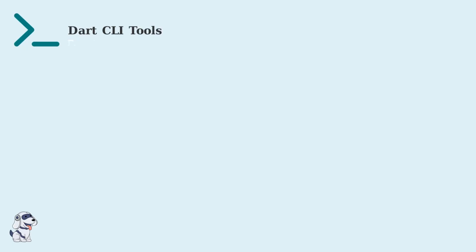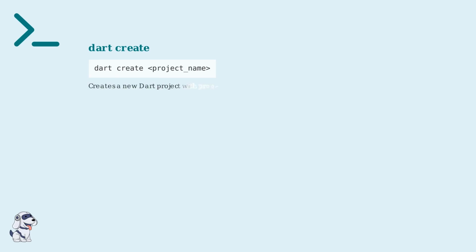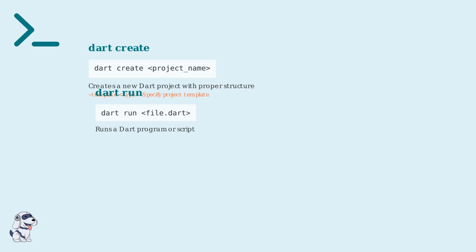The Dart command line interface provides powerful tools to streamline your development workflow. These essential commands will help you create, manage, and test your Dart projects efficiently. The Dart create command generates a new Dart project with the proper structure and files. You can specify different project templates using the template option. The Dart run command executes your Dart programs and scripts. It can run files directly or execute scripts defined in your pubspec file.